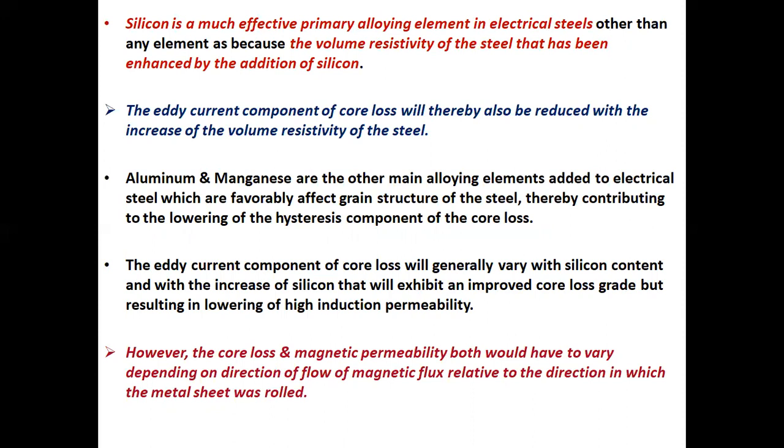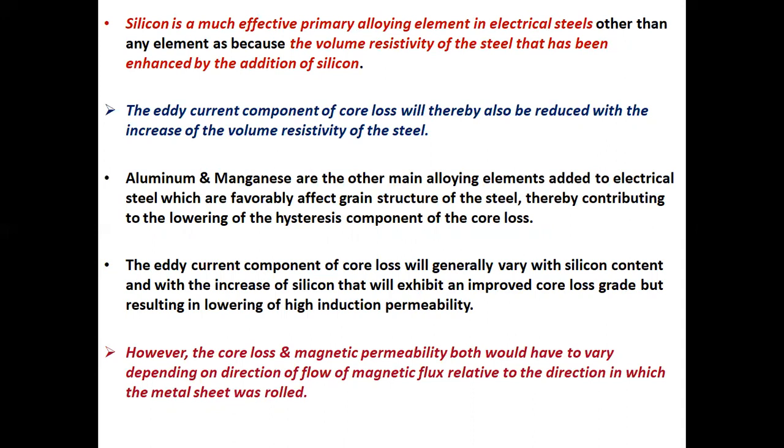Aluminum and manganese are the other main alloying elements added to electrical steel, which favorably affect the grain structure of the steel, thereby contributing to the lowering of the hysteresis component of the core loss.